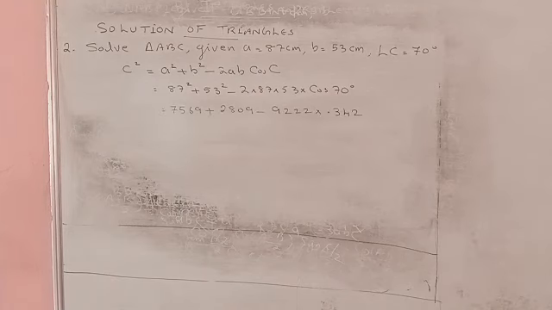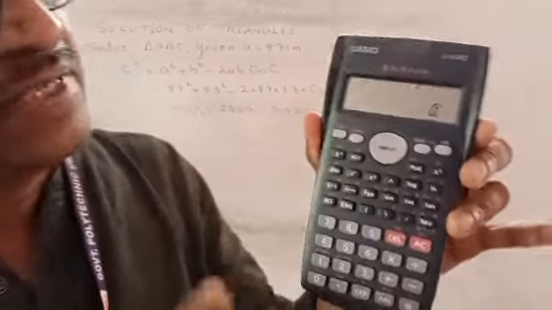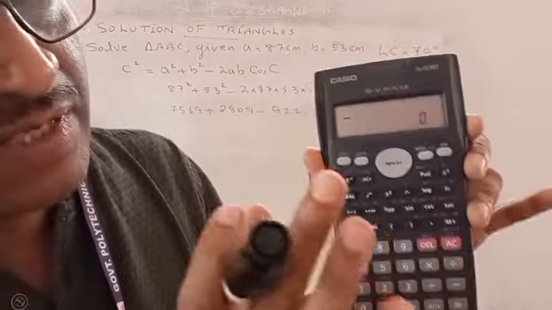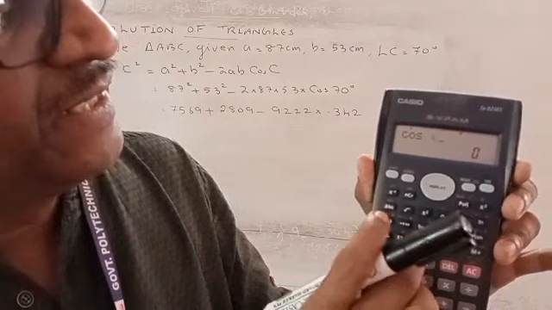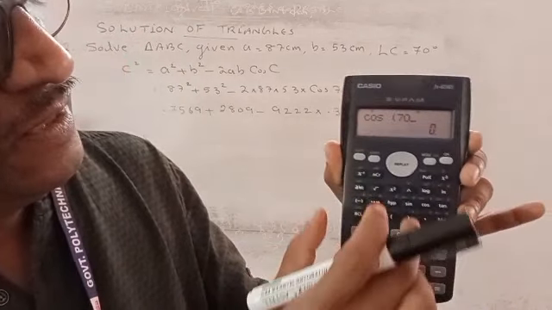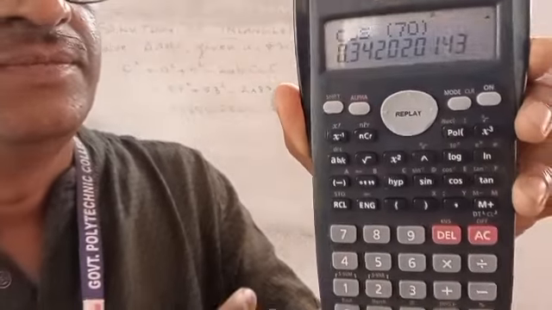Here 87 squared is 7569, plus 53 squared is 2809, minus 2 into 87 into 53 is 9222, into cos 70. Cos 70 is 0.342. You can find cos 70 using the calculator. First press cos, no shift. Here directly press cos, then bracket, then 70, then bracket, is equal to 0.3420.